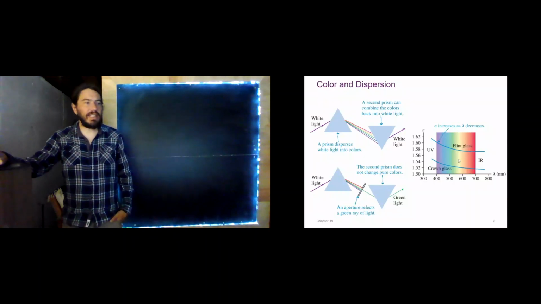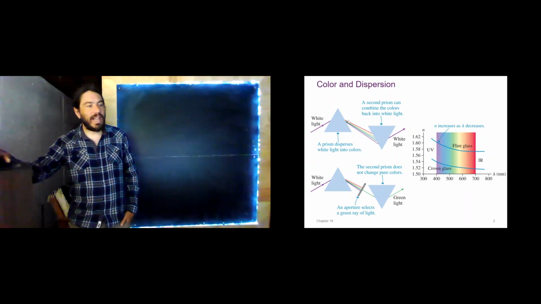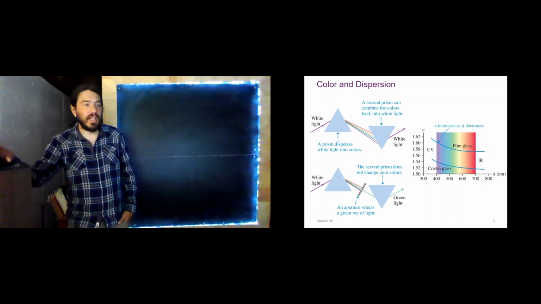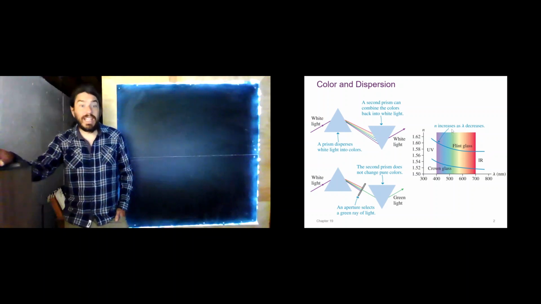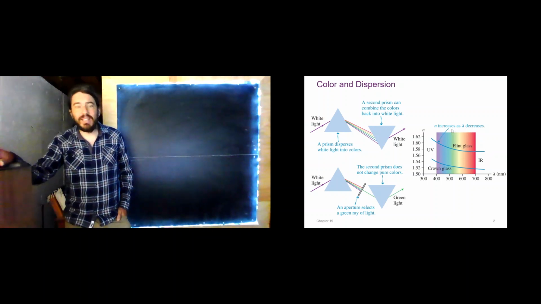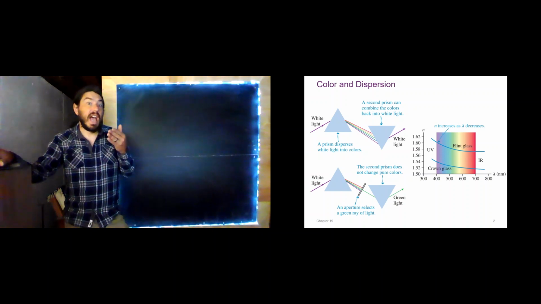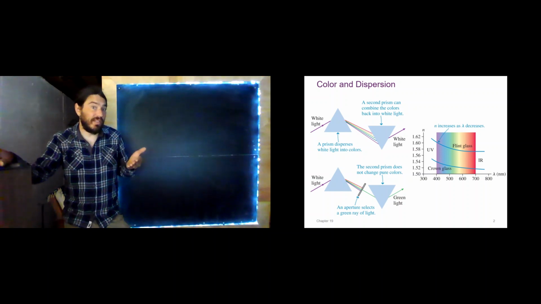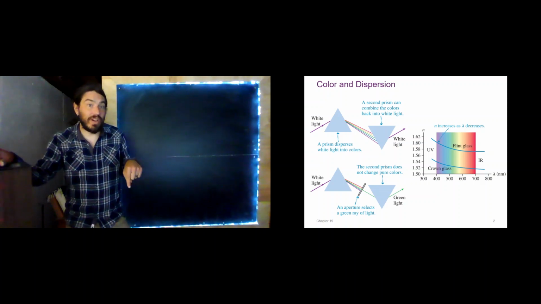And the basic idea here is not too hard to understand. Red light just gets bent less than does violet light. And to see why that is, we need to really zoom in on the index of refraction. Remember, the index of refraction tells us, first of all, how fast light travels in a given medium. Remember, a higher index of refraction means a slower speed of light in that particular medium.